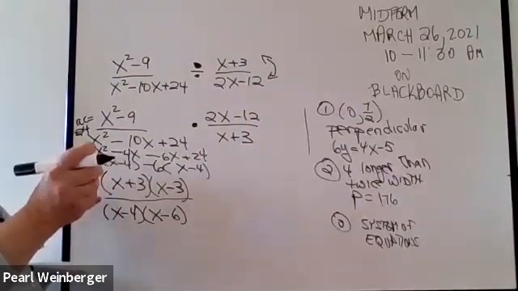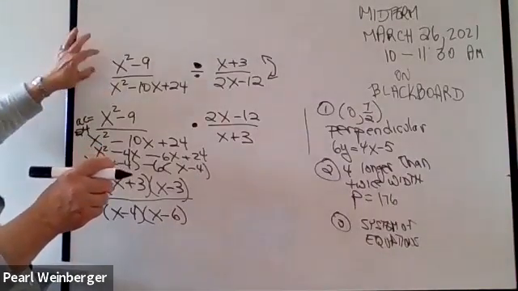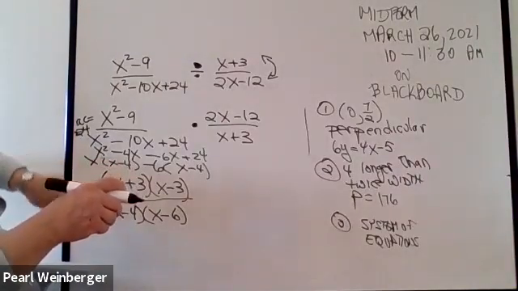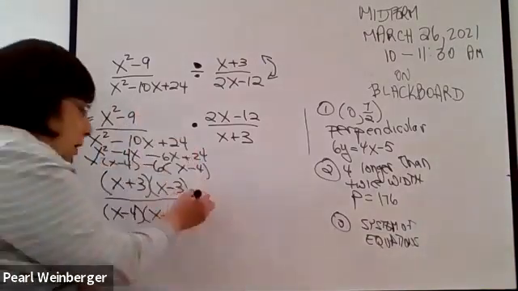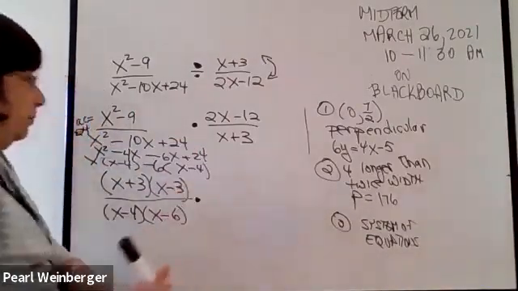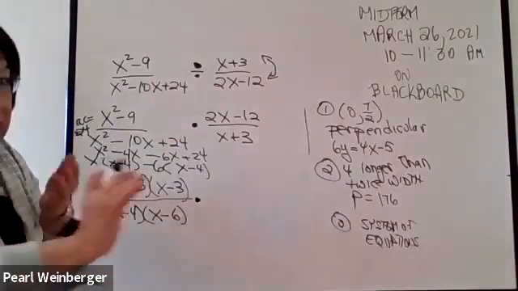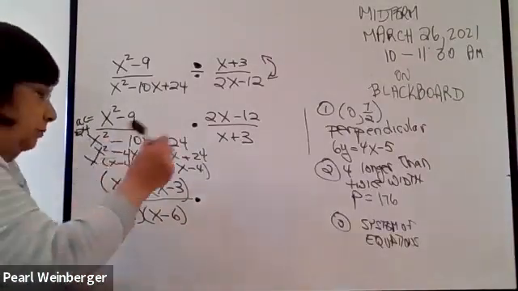Extremely neat. Okay, so for that first fraction, I got x plus 3 times x minus 3 on the top. And on the bottom, I got x minus 4 times x minus 6. Okay. Now we're up to our second fraction. Notice I haven't done any multiplication. I'm first doing all that factoring.